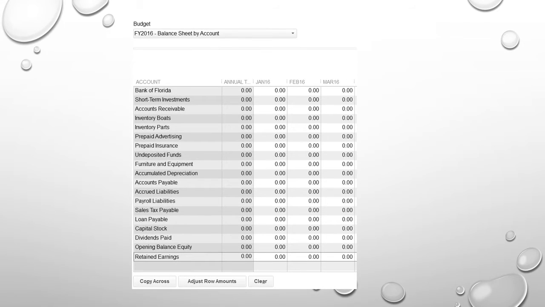The budget we're going to create in this instance is the balance sheet by account budget for 2016. When we select that, we get a blank slate of zero balances because we have not yet set up the budget. Now it's time for us to enter data with respect to what we expect these accounts to be during the period.